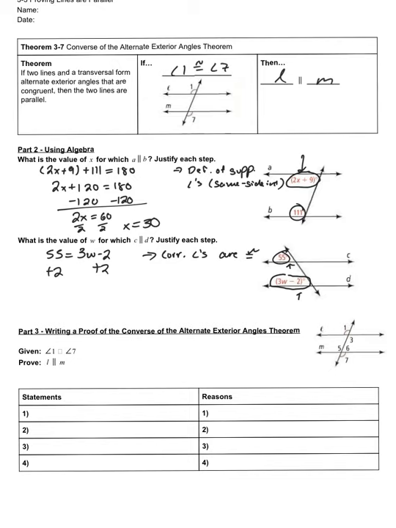Add 2 to both sides. 55 is equal to 3w. Divide by 3. And w is 19, all right? If we wanted to solve for the angle, we would just substitute 19 in for w. So we have 3 times 19, which is 57, minus 2, which gives us 55. And we know that is correct because corresponding angles are congruent, and if they are congruent, then the angles are the same.